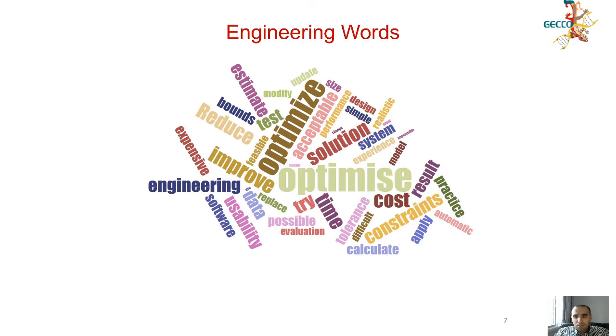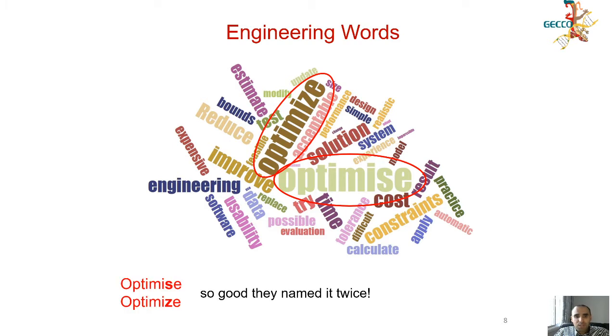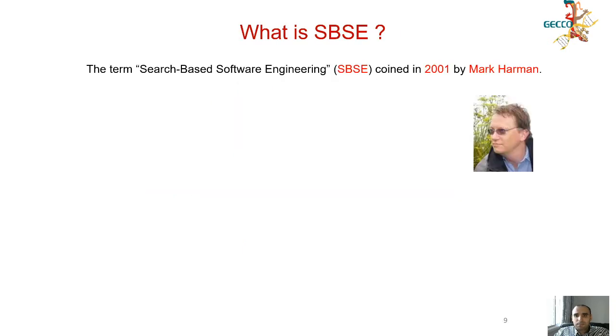So before delving into the details of SBSE, let us see what are the common words that engineers talk about all the time. So we checked from different engineering fields. They mostly talk about optimize, analyze, solution, estimate, tolerance, constraint, model. We found that they mentioned optimize twice, so one in British and one in American. So good. So optimization is in the core of SBSE.